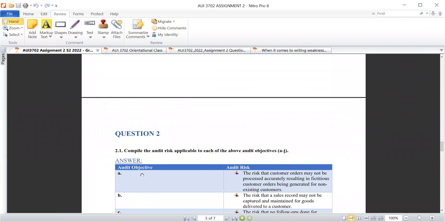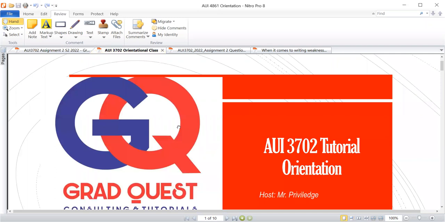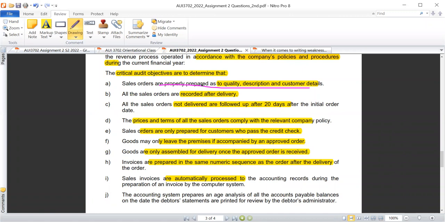There's a risk that customer orders may not be processed accurately, resulting in what? Fictitious customer orders being generated for non-existing customers. Now, I want you to see what is happening there. Remember, the objective is that all the orders should be properly prepared. If they are properly prepared, it means there is accuracy there in terms of quantity, description, and customer details. So if they are not properly prepared, then obviously the order itself ultimately would be a fictitious order.